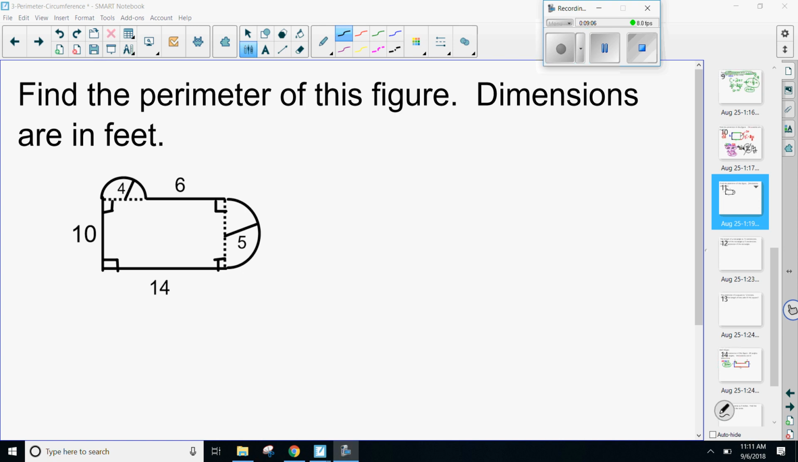Okay. If I talk about the line segments, I have 14. Am I going to double 14? No, because I do not want this piece right there. I do not want that length of 8. So all I have is the 14. So we're going to take 14. I'm going to add to it another segment, which is this 10. And then I'm going to add another part, which is 6.